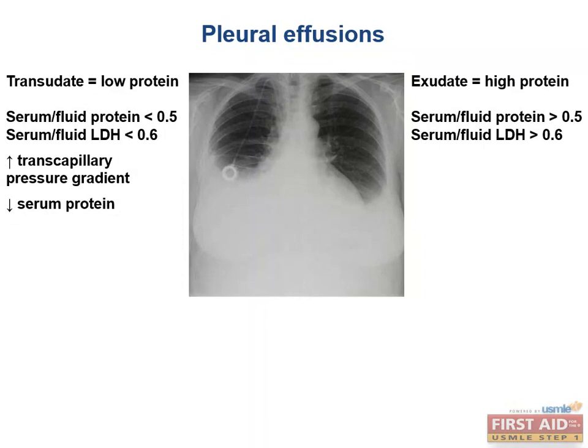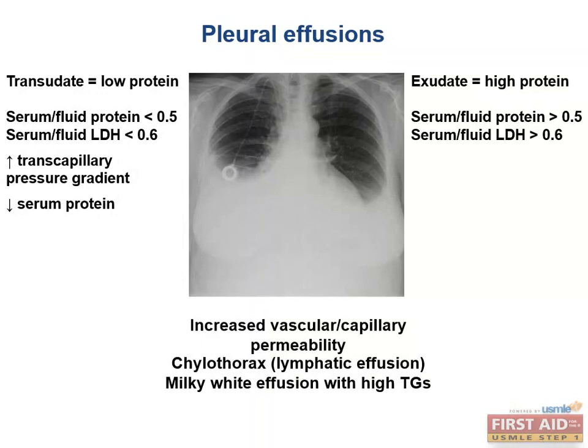Exudates, on the other hand, have higher protein content, with a serum to fluid protein ratio of greater than 0.5 and a serum to fluid LDH ratio of greater than 0.6. What drives exudative pulmonary effusions? They occur as a result of processes that affect vascular or capillary permeability, such as malignancy, pneumonia, trauma, and collagen vascular disease. Exudative effusions typically need to be drained due to their increased risk of infection and empyema formation.